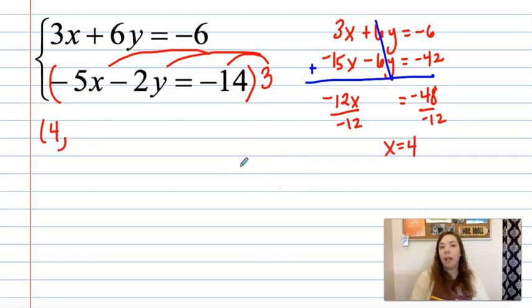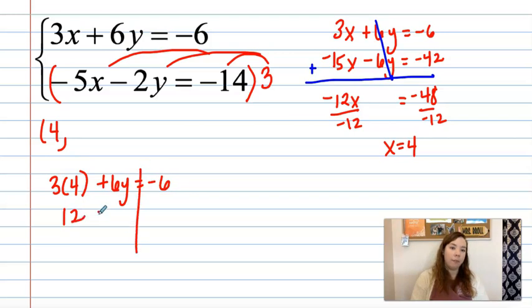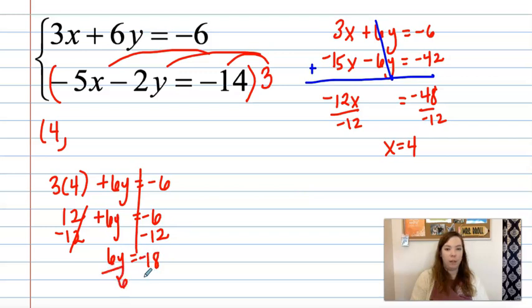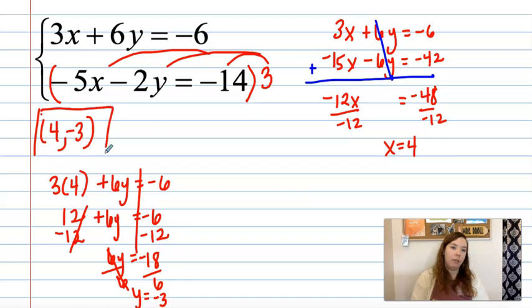Now I still need to find my y, so you can use either of your original equations or even your third new equation. I'm going to use the top one. It seems the easiest, but you'll get the same answer no matter which one you pick. So I'm plugging in 4 for x so that I can find y. 3 times 4 is 12. Subtract 12 from both sides. And divide by 6. So we'll have y equals -3 here. All right, so this is our answer, 4, -3.